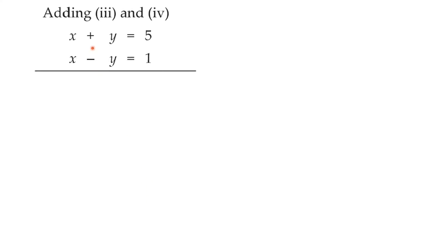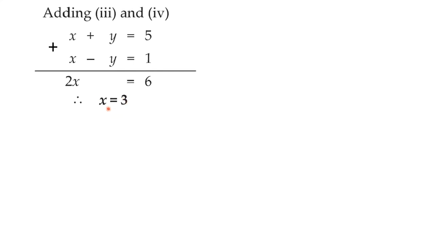So write down adding equations 3 and 4. Write down equation 3, just below that write down equation 4, and then write down a plus sign which shows that you are adding. So x plus x we will get 2x here, and plus y and minus y will get cancelled, and 5 plus 1 is 6. So what we will get? 2x is equal to 6, and then x is equal to 6 divided by 2, that is 3. So we got the value of x as 3.